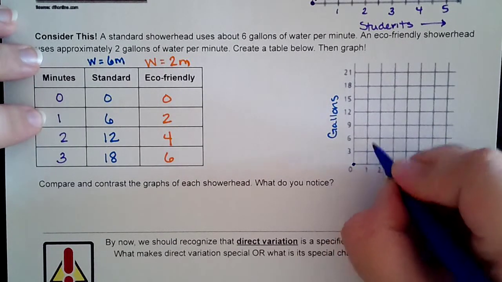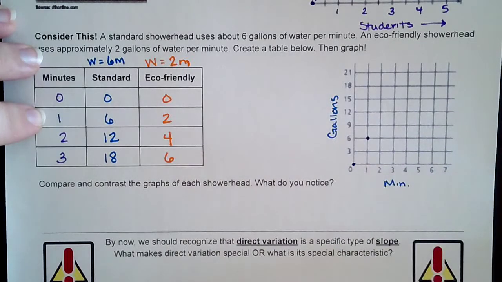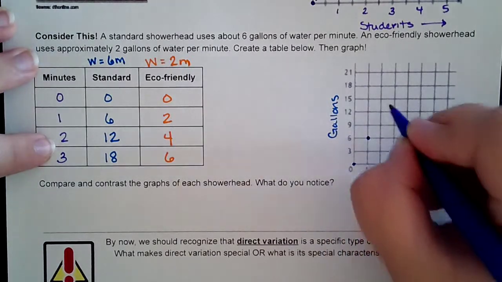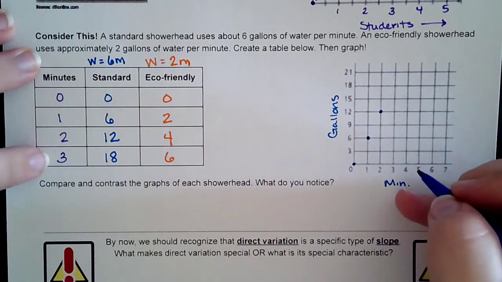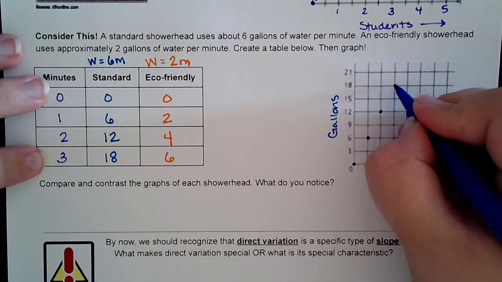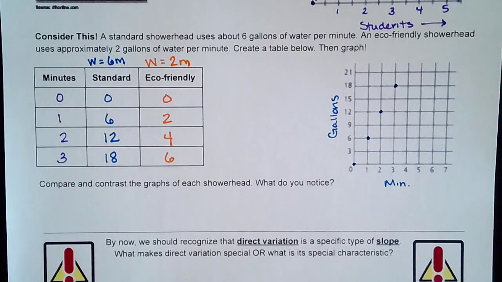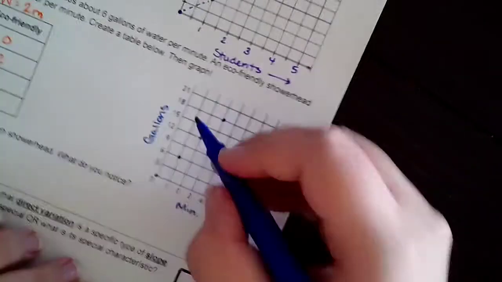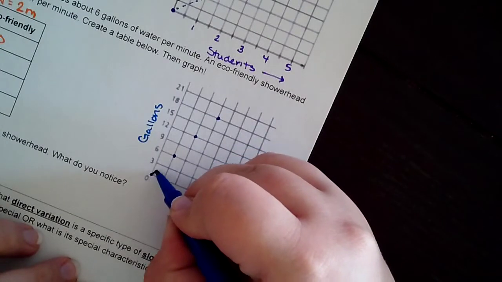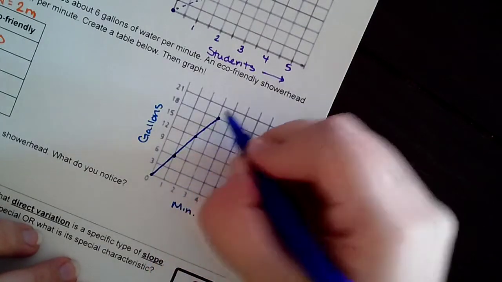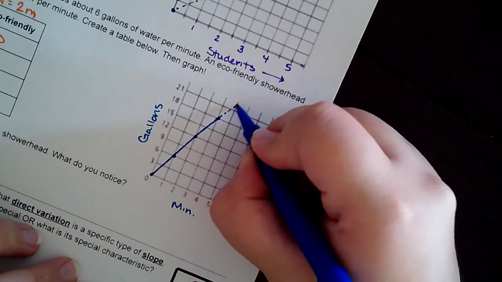At 1 minute, we've used 6 gallons. At 2 minutes, we've used 12. And at 3 minutes, we've used 18. Now, even though those are all separate, at a minute and a half, the water is still running, so there is an amount of water being used in between there, meaning I'm going to connect these dots so that they're nice and continuous, and then it goes up, up, and away.